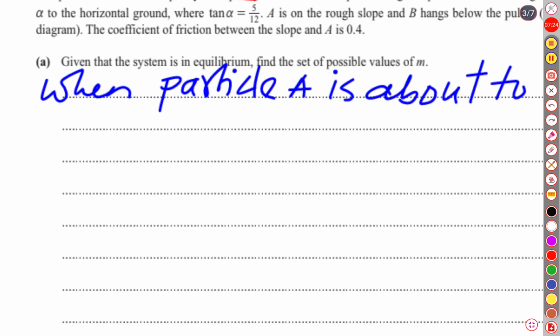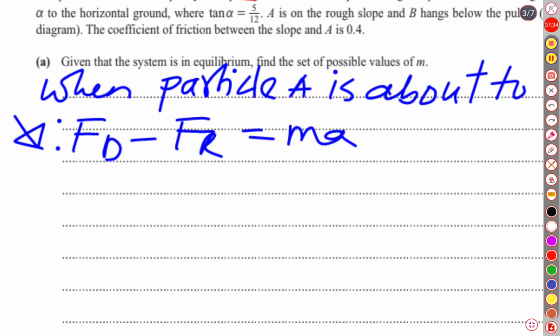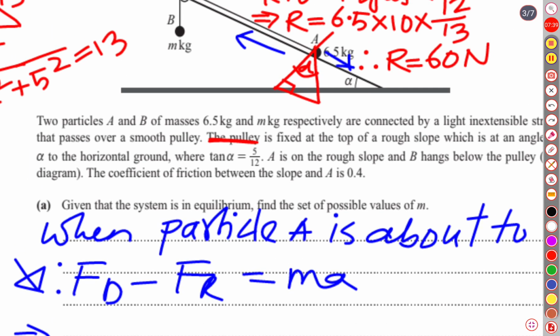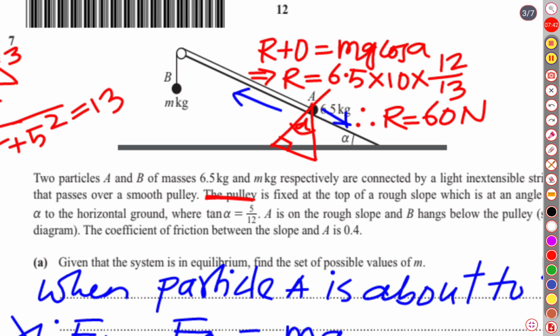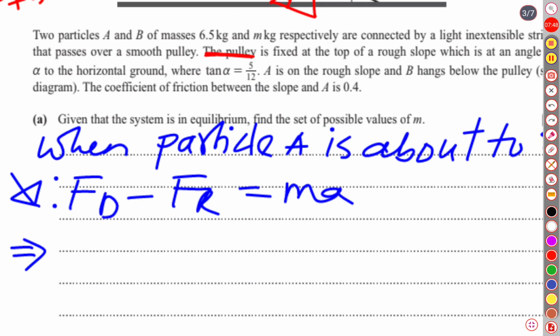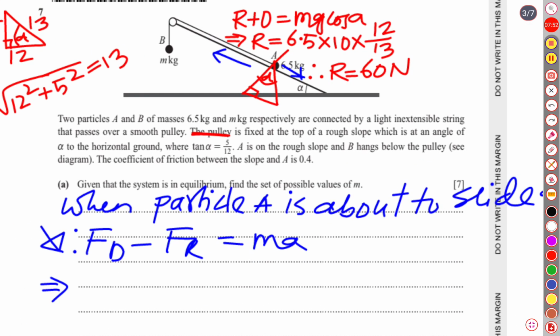So when the particle is about to slide down, driving force minus resistance force is equal to mass into acceleration. As we have already seen, there is only one force which is causing the particle to slide down. What is that? That is weight. Weight is acting as the driving force. Weight is mg. For this direction, in terms of the triangle, it is the vertical side or opposite side. So it is mg sine alpha.